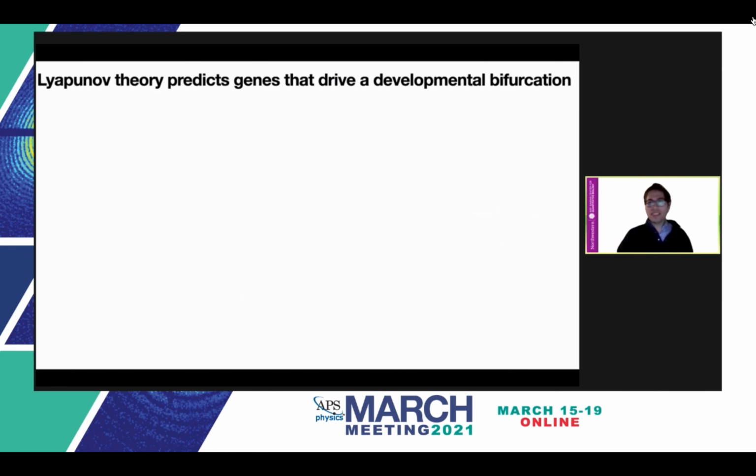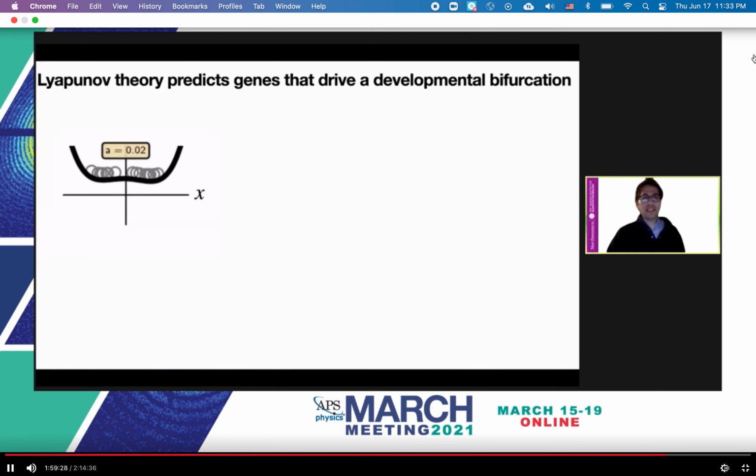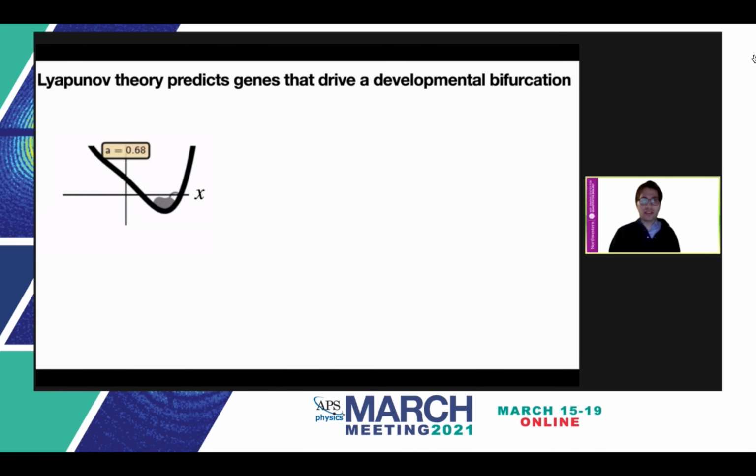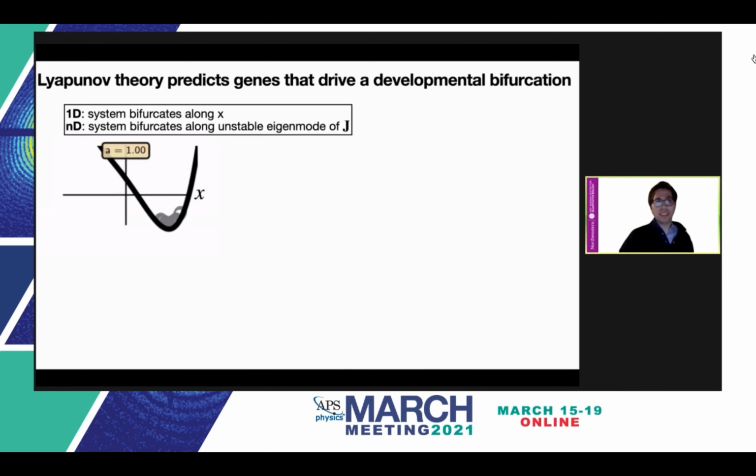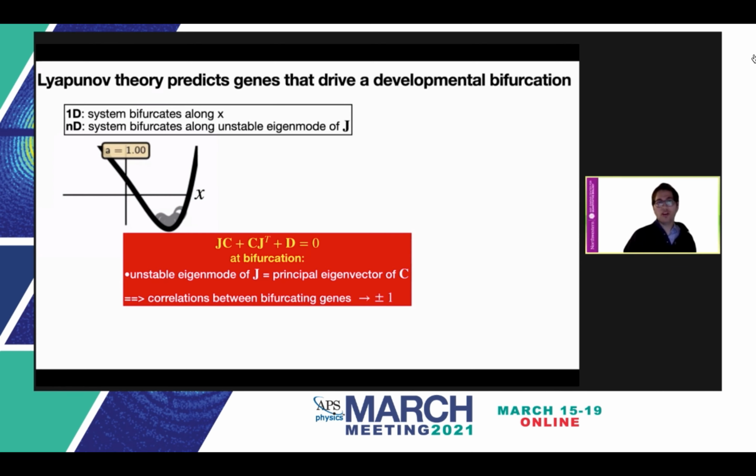So we can actually go one step further, as I said earlier, not just look at when there's a bifurcation, but how there's a bifurcation. In this 1D example, the axis of bifurcation, the direction along which things are bifurcating, is obviously the only one dimension that you have, which is x. But in the ND system, it can also be computed as the unstable eigenmode of the Jacobian. While we generally have no idea what that is, because all we have is basically steady state data, at the bifurcation we can extract this eigenmode of the Jacobian directly from the covariance matrix.